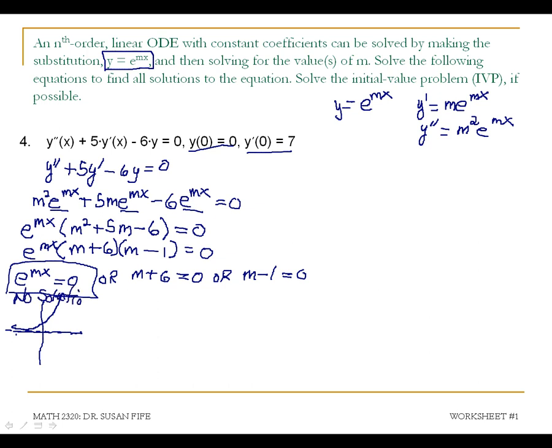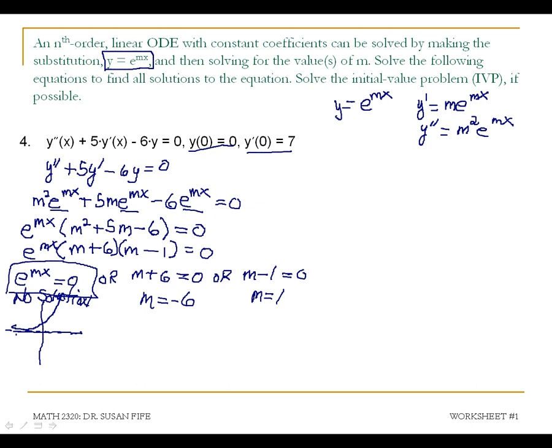And so I'm going to get solutions to this equation by looking at these linear equations. If m plus 6 is equal to 0, then I'm going to get m is equal to negative 6. And if m minus 1 is equal to 0, then I'm going to get m is equal to 1. Now, remember our solutions. If I come back here, this m stands for the coefficient of x that goes in my exponent of this exponential function.